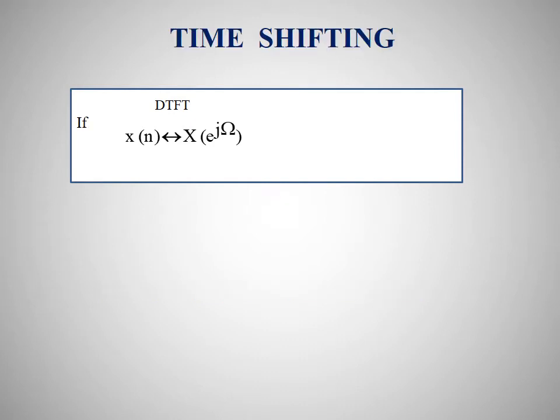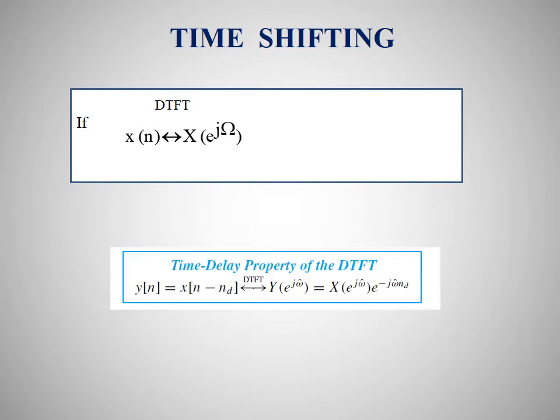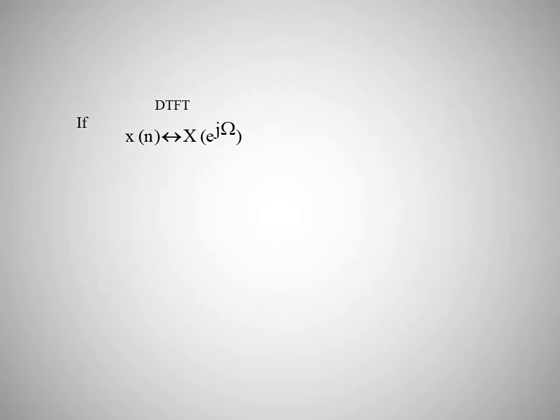The next property is for time shifting. Again, here also, if x of n exists, the DTFT X of e^jΩ also exists. Then the time shifting property is given as y of n is x of n minus nd, which is given by Y of e^jΩ equal to X of e^jΩ e^minus jΩnd, where Ω is actually the capital omega.